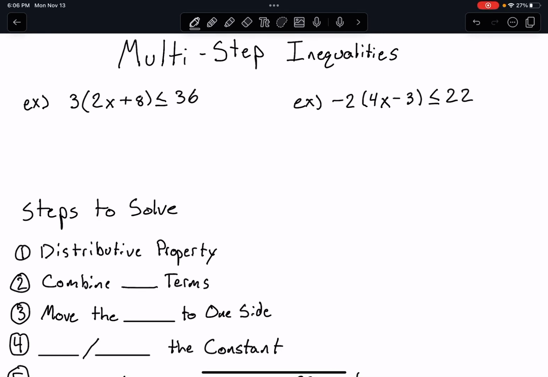Hello, and today we're talking about multi-step inequalities. As we went over last week and possibly even yesterday, we have certain steps we need to follow to solve a multi-step equation and inequality. We treat them kind of the same here. So, just a couple examples from the types of problems we saw last week.